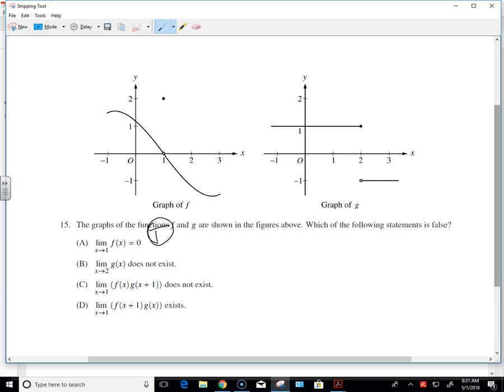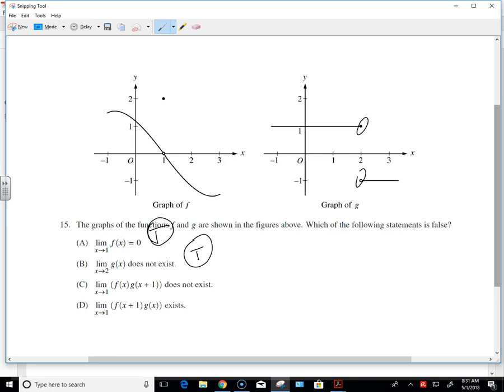The limit as x approaches 2 of g of x does not exist. Why is that true as well? They're approaching two totally different locations. Yeah, two different diners. Does not exist. Good. The limit as x approaches 1 of f of x plus g of x plus 1.